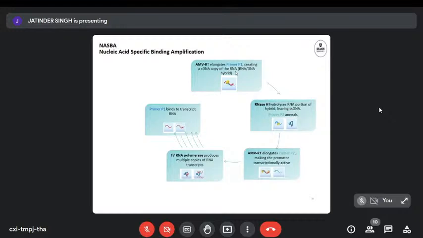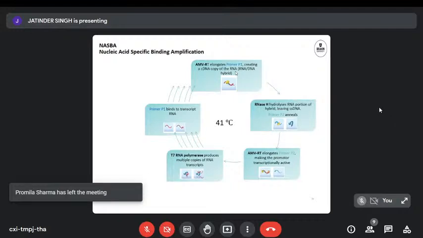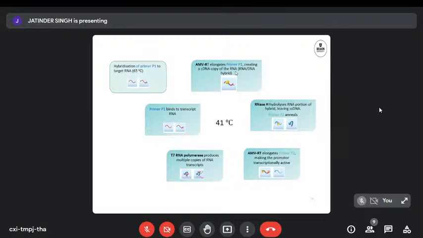And we get multiple RNA copies, so we get multiple opportunities for primer one to bind, and we can start the amplification in multiple cycles again. And this all happens at 41 degrees Celsius. Unfortunately, the whole thing only starts if primer one is, for the very first step, hybridized to the target RNA. And that happens at 65 degrees.